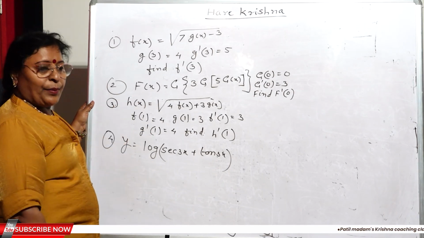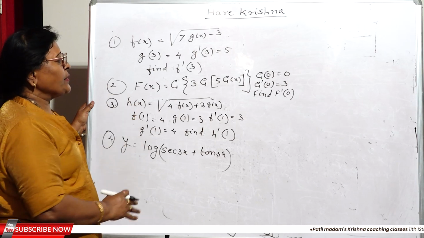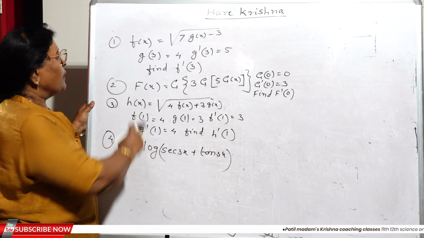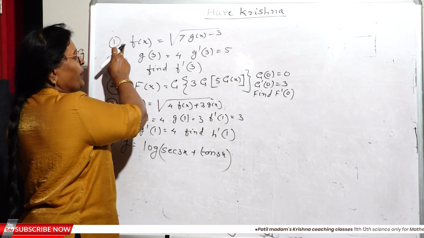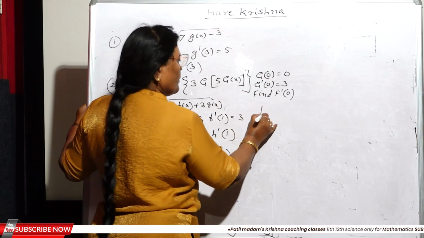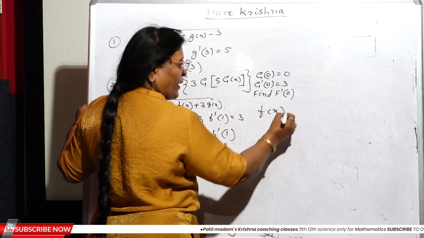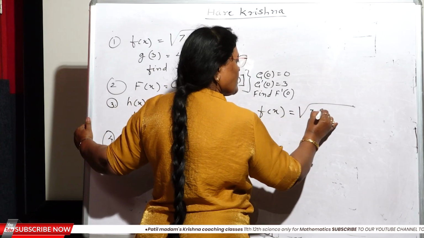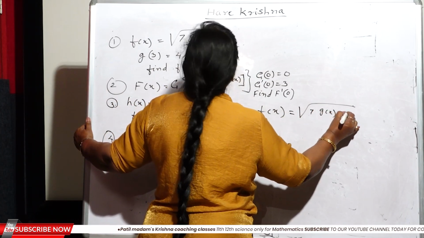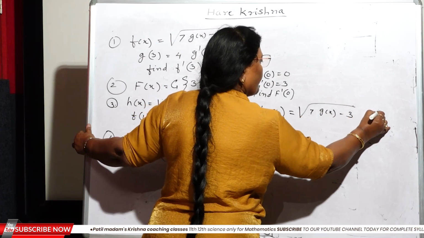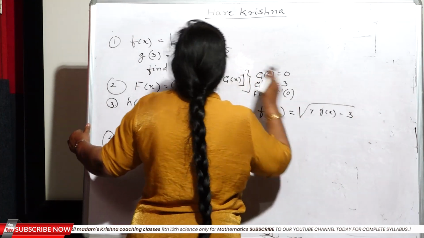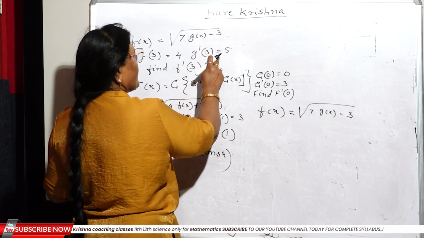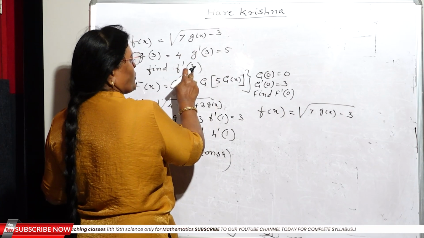These examples fall under this topic, right? And these examples are always asked in the entrance. Now I will take the first example. See here, f of x is equal to, they have given as, we write it in a small space here. Now see, root of 7g(x) minus 3, and here g of 3 they have given, g of 3 is equal to 4, g dash 3 is equal to 5, and you have to find out f dash 3.